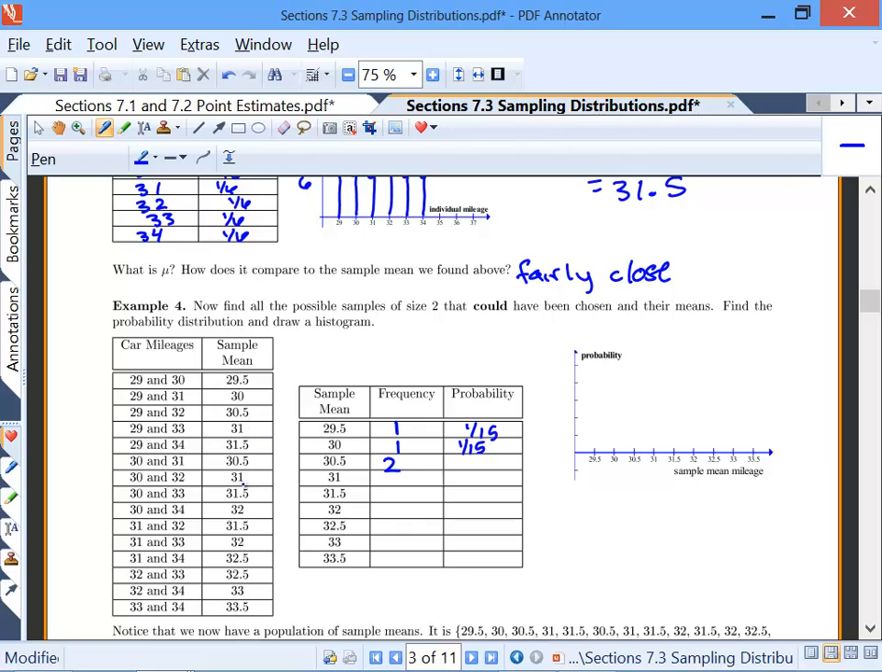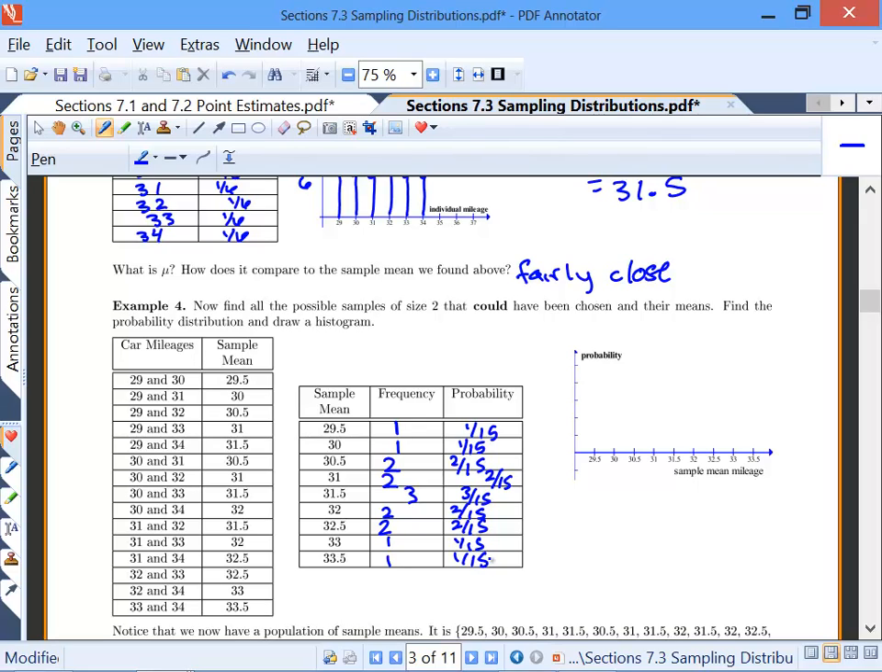31, 1, 2, 2 of them again. 31.5 is 1, 2, 3. 32, 2 of them. 32.5 is 2 of them. 33 is 1 and 1. So the probability for each of these sample means would be 2 out of 15, 2 out of 15, 3 out of 15, 2, 1 out of 15, and 1 out of 15.